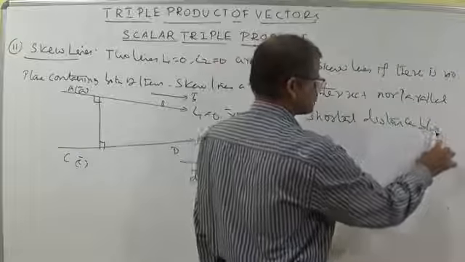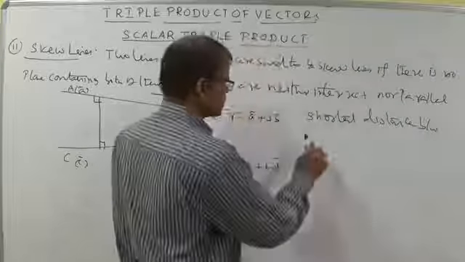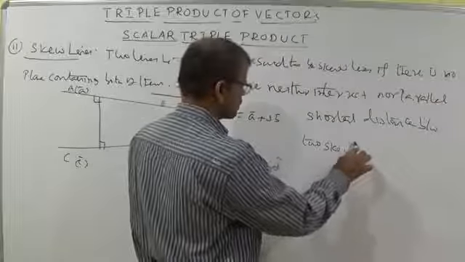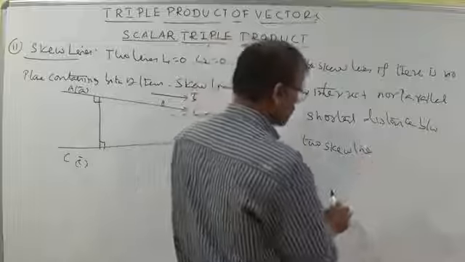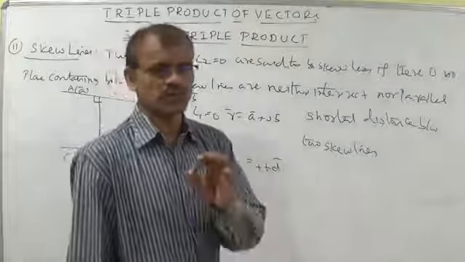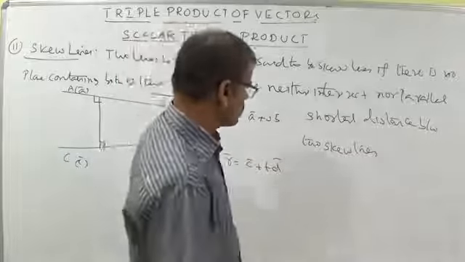Shortest distance between two skew lines. In IB you learnt, here also it is an important topic. In MSET, compulsory one bit will be there regarding this skew lines topic.